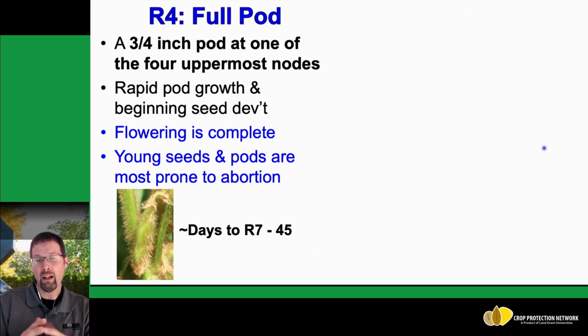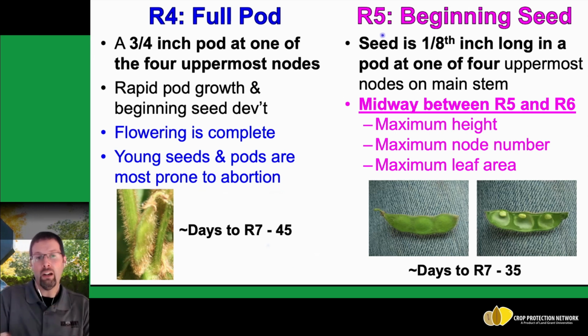From R4, we're about 45 days from the beginning of maturity, R7. And then remember how long we're in these growth stages, okay? R1, we're only in there about 5 days, and then R3, about 10 days. Well, within this R4 full pod, we're in that growth stage roughly about 10 days. And then when we go to beginning seed, we're in that growth stage about 15 days. So these are longer periods of time in the reproductive phases. And so the time between these defoliation events was actually very similar to the earlier study, but different in terms of the growth stage and what's going on physiologically.